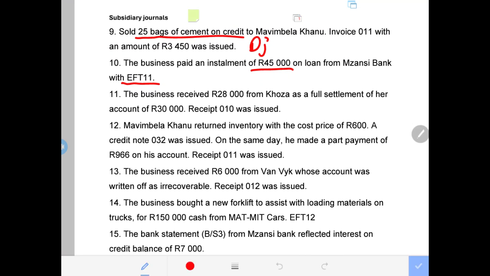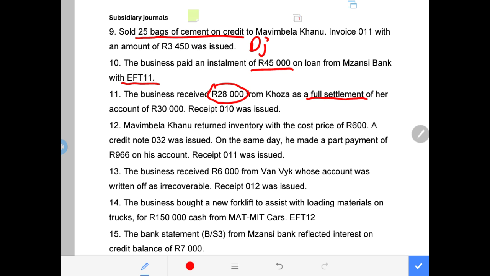Only 5 transactions left. The business received 28,000 from COSA, a full settlement of her account. So there's a customer who used to owe us money, owing us 30,000, and a receipt was issued. Remember, if you say receipt, it means money was received. That's why we issue a receipt, evidence that cash was received. In this case, we can see that we received 28,000. Remember, full settlement means you are paying the entire debt.